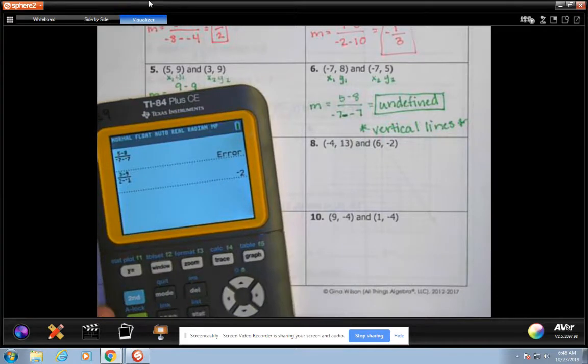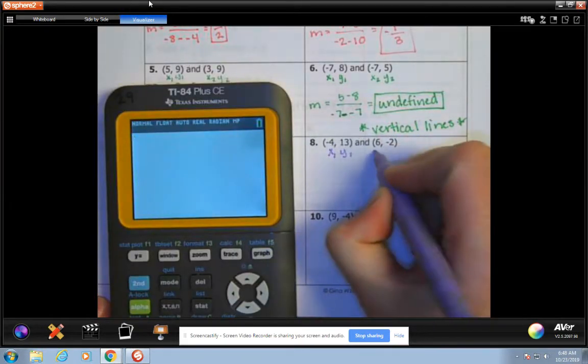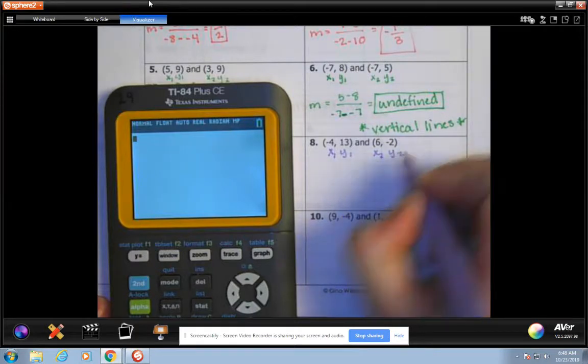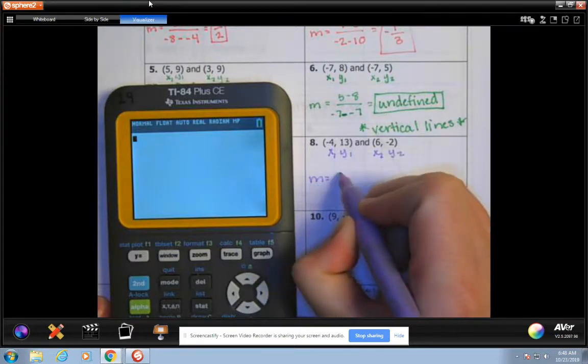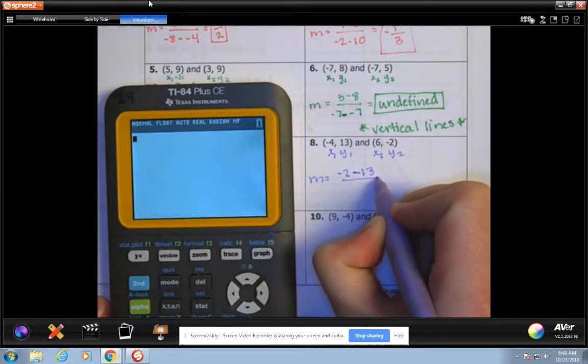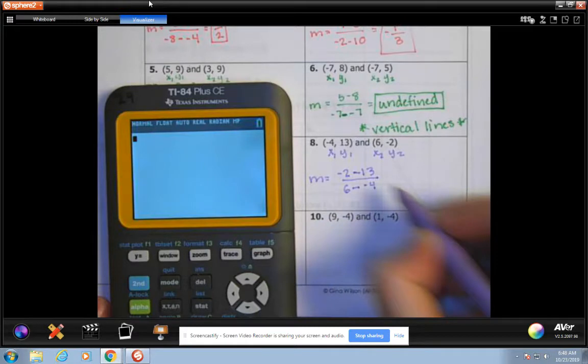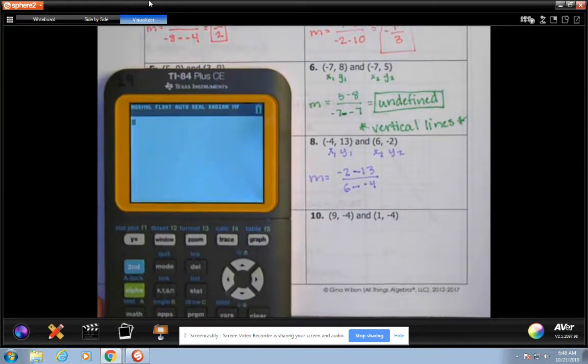All right, let's look at number 8. x1, y1, x2, and y2. So m equals negative 2 minus 13 over 6 minus a negative 4. Let's go ahead and plug that into our fraction.